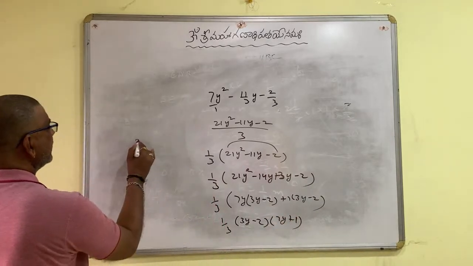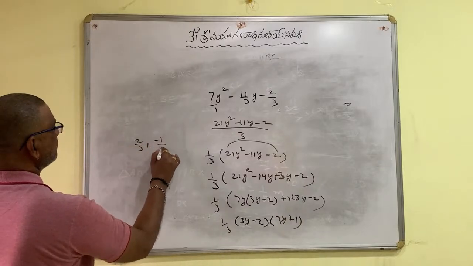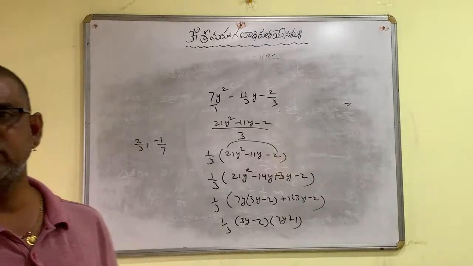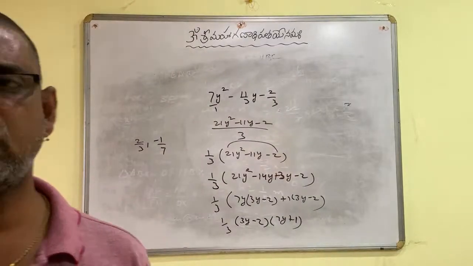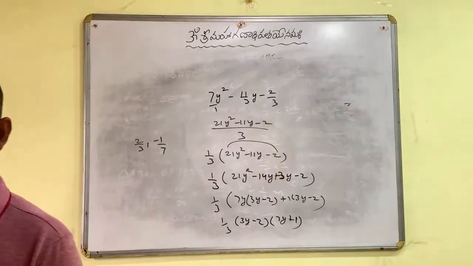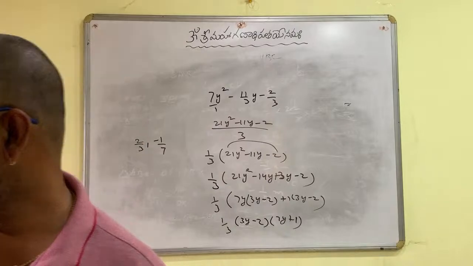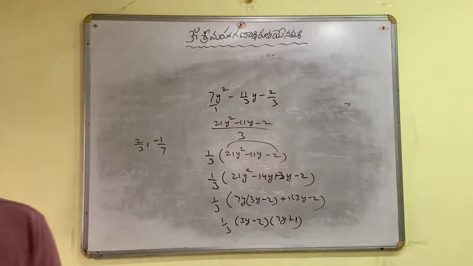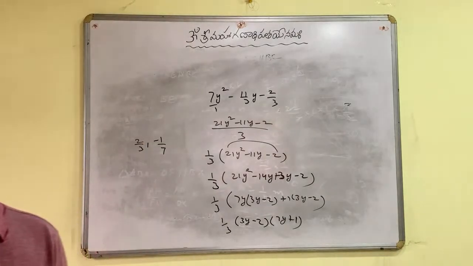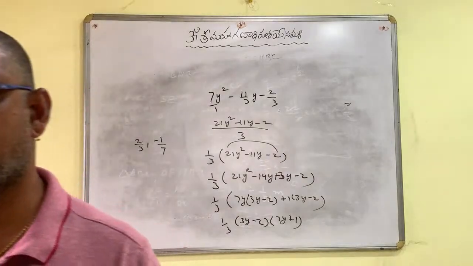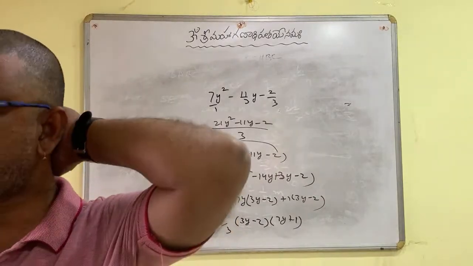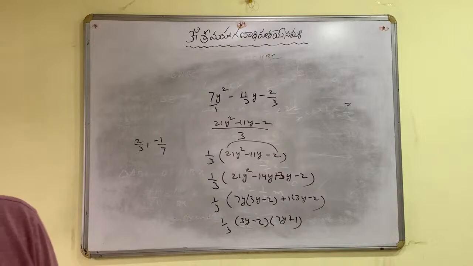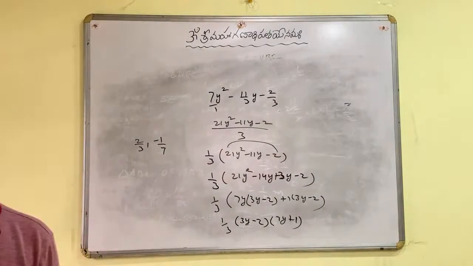So the zeros are 2 by 3 or negative 1 by 7. Those are the zeros. Fourteen 3s are 42. Now we need to verify the relation between zeros and coefficients.